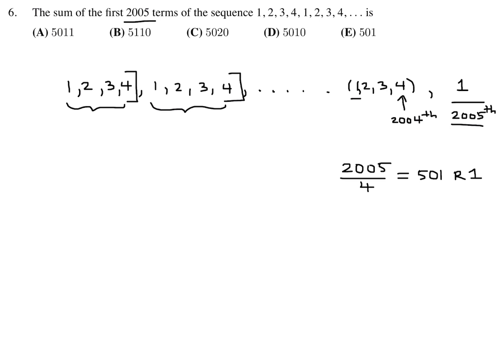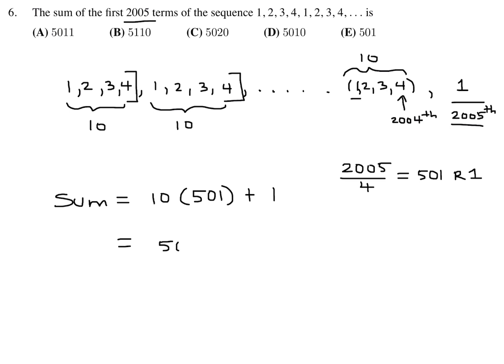All right, so the sum is pretty straightforward. Each of these groups sums to 10. So the total is going to be 10, but we've got 501 of those groups of 4. And then we have this lone 1 out at the very end, so don't forget to add that one. And there you go. That's the sum. So this will be 5,011. And therefore, number 6, the answer is A.